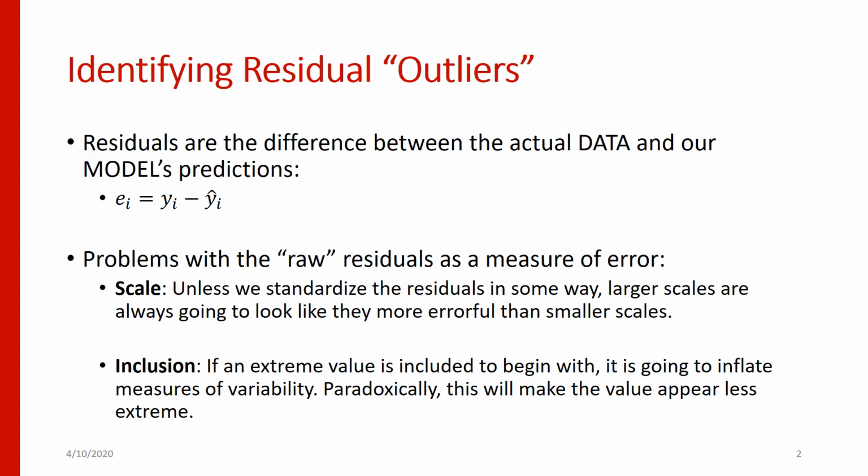So paradoxically, this will make that value appear less extreme, because any data set that contains that extreme value, if we calculate a variability statistic, some measure of spread, that measure of spread is going to be widened by the extreme value that's contained within it. So we oftentimes will want to exclude that value, calculate our measure of spread on the remaining data, and then normalize to that value in some way.